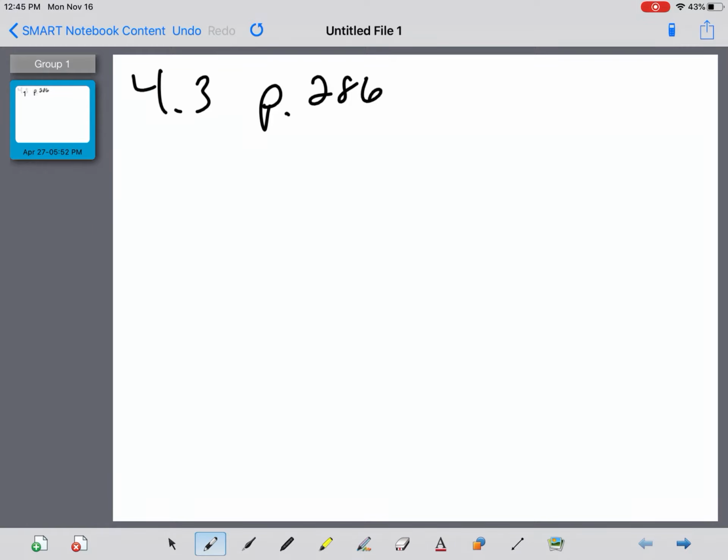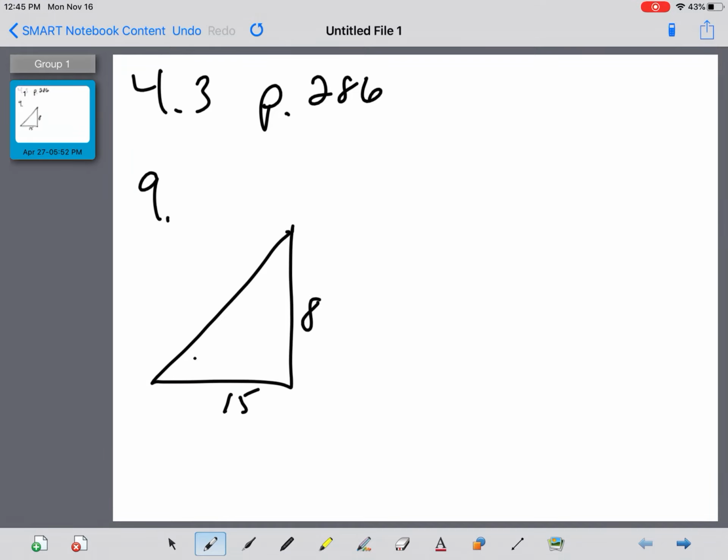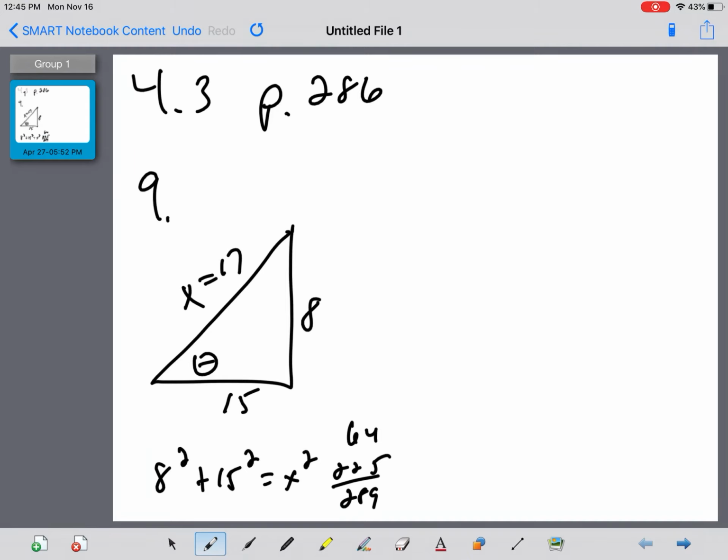And so I'm on page 286 and I'm looking at question number 9. The picture looks like this. All right, find the exact value of all 6 trig functions. If you know two sides of a right triangle, you use the Pythagorean theorem to find the third side. Well, 64 and 225 adds up to 289, and the square root of that is 17. So now you can find all 6 trig functions.